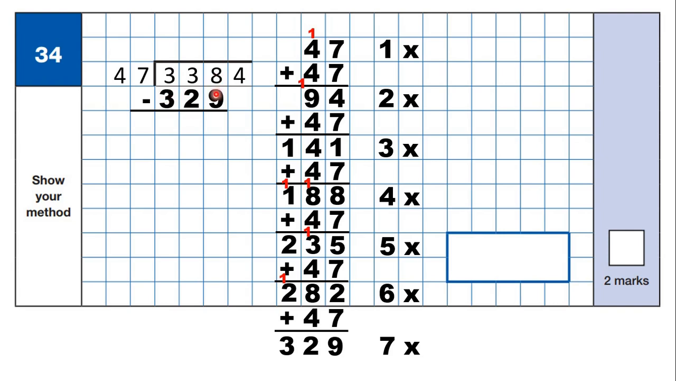So we can see that 329 is 7 times, so we write 7 in our answer line, and now we subtract. So we get 338 minus 329, that's 9, and we bring down the 4, so we have 94 divided by 47, and we can see that 94 is exactly 2 times. So we can write 2 in our answer line to give us the answer 72.